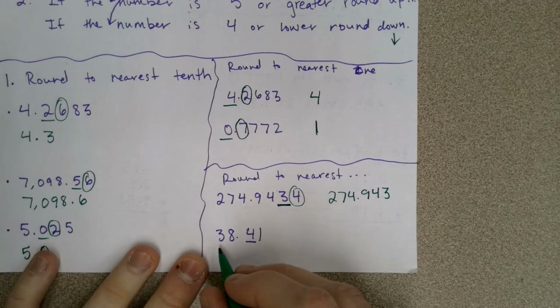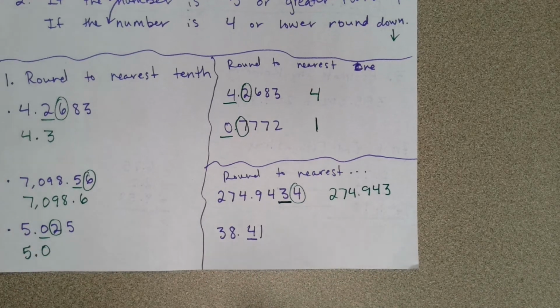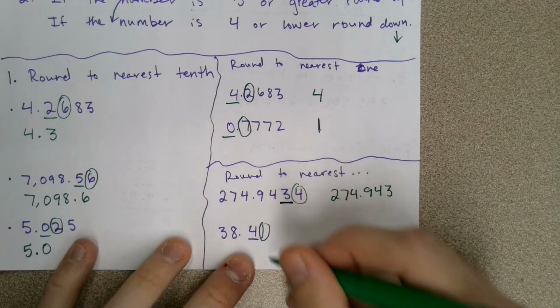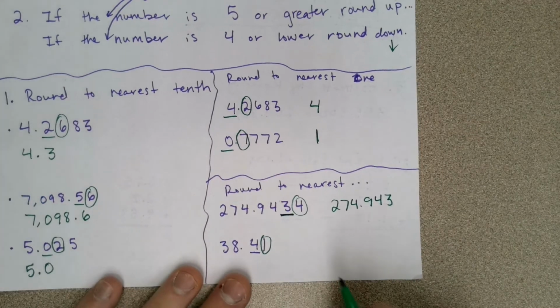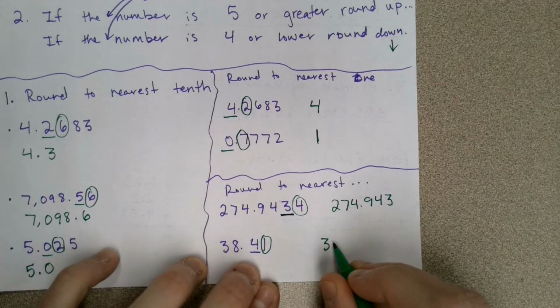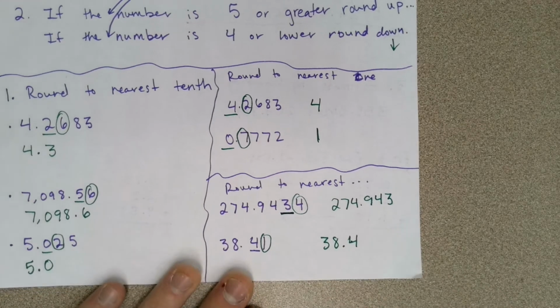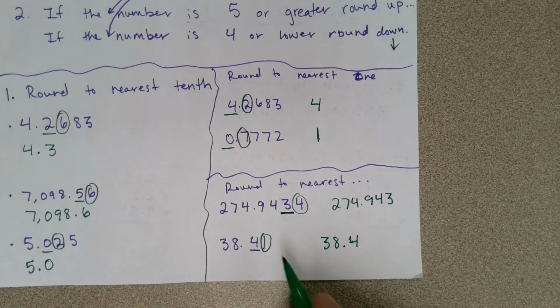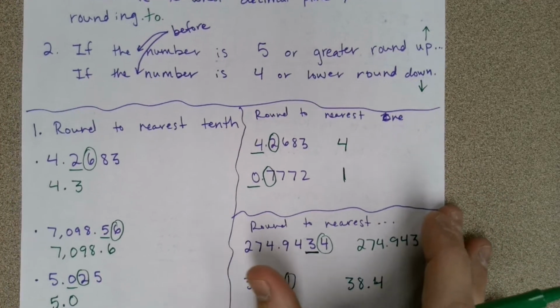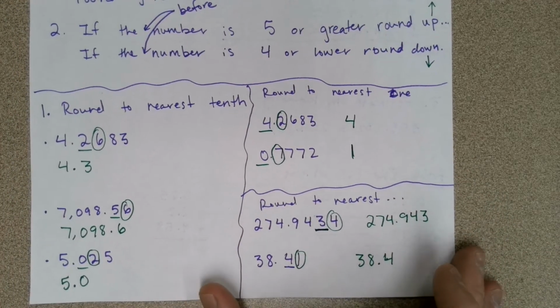Looking at this last one, we have 83.41. We're looking at this number right here, figure out what we have to do there. It is less than 5 again, so it's going to become 83.4. Round down, round that down to the nearest 10th. Awesome job. I'm guessing that's a lot of a refresher, things you've seen before, things you've done before.